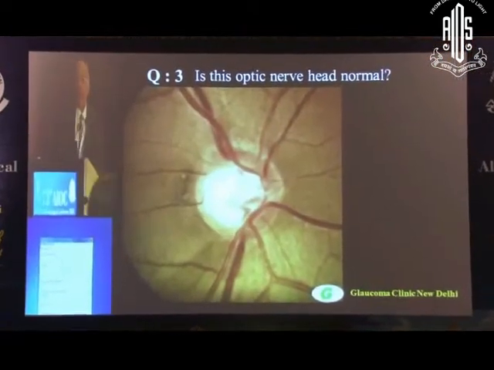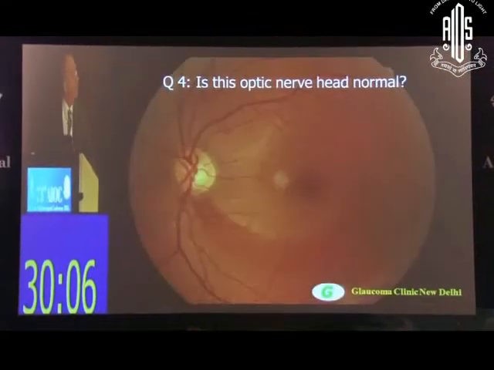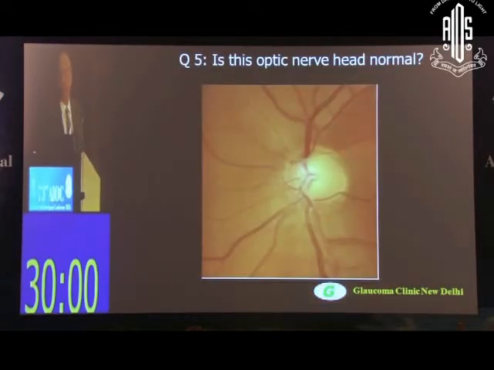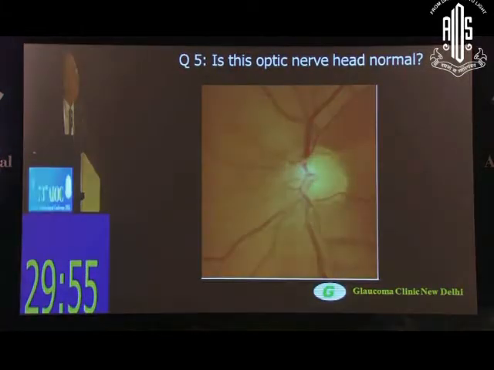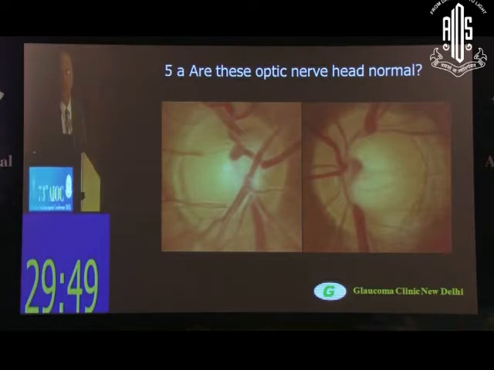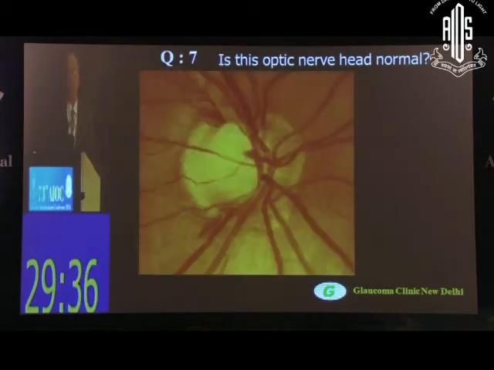Is this optic head normal? Is this a normal optic disc? What about this? Is this a normal optic disc? Are these optic discs normal, or do they make you think in terms of glaucoma? Is this optic disc normal? Is this a normal optic disc?